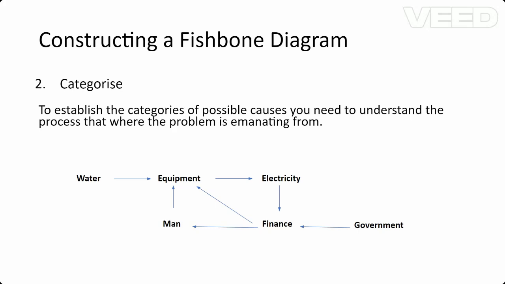So what's the process of generating electricity? I've put a basic process there. I've put water, which runs the turbine. The turbine must be the equipment. And this equipment is, of course, run by man, the staff of the power utility.